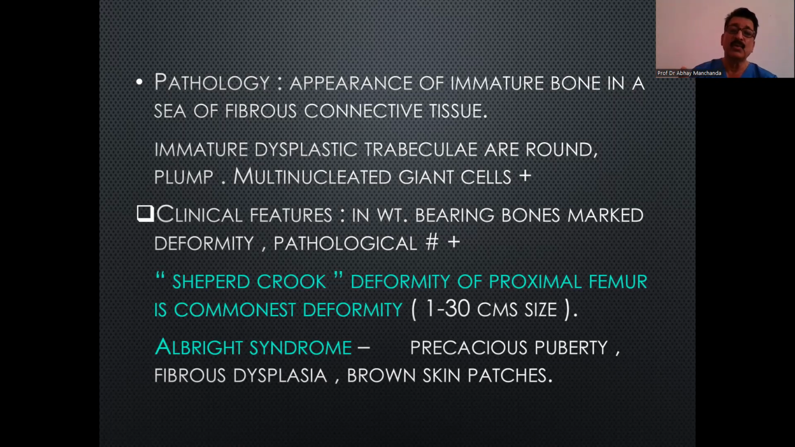When you see the weight-bearing bones abnormally shaped, there is marked deformity, you must always think of fibrous dysplasia because the bones are fibrous, they are very weak, they are elastic. And one such deformity is called Shepherd's crook deformity of the proximal femur, which is very common, and it can vary from 1 to 30 centimeters. One of the variants is Albright syndrome, which includes precocious puberty, fibrous dysplasia, and there can be brown skin patches.